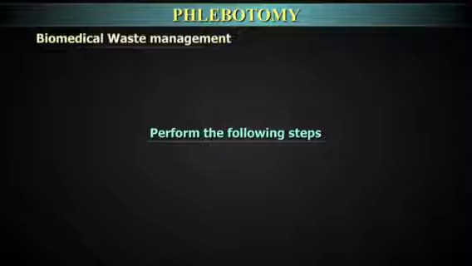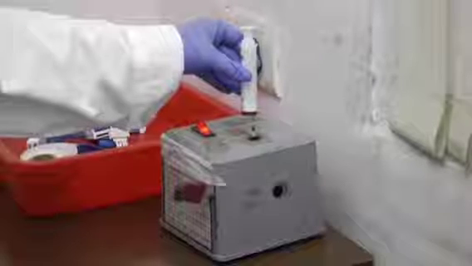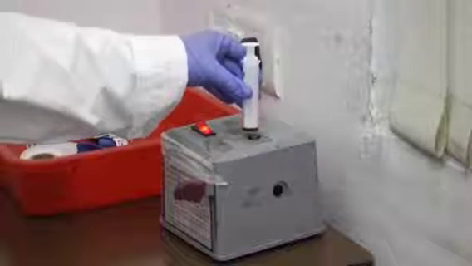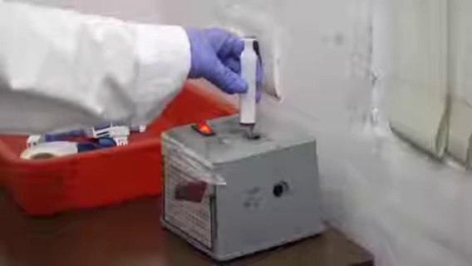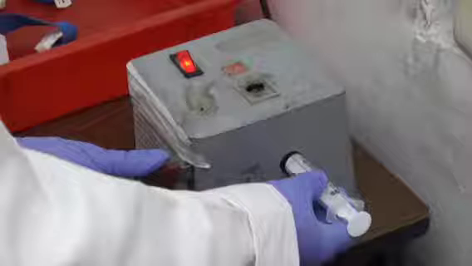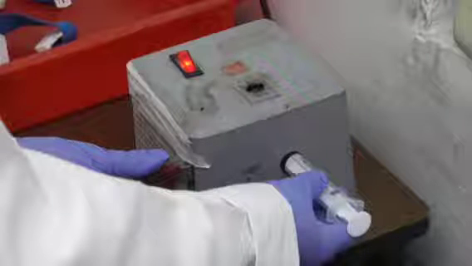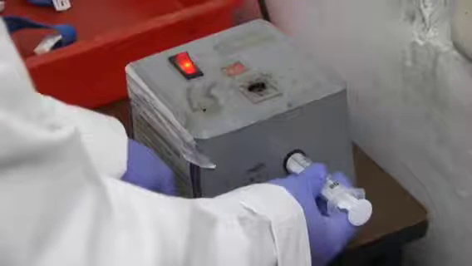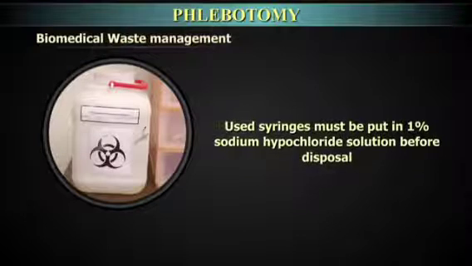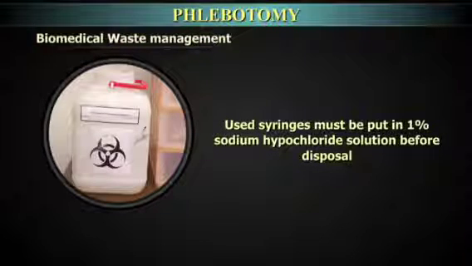Perform the following steps. Insert the needle in the needle slot. Push it gently downwards till arcing stops. Put the syringe in the syringe slot. Push the handle of the cutting blade to cut the syringe at the nozzle. The used syringes must be put in 1% sodium hypochlorite solution before disposal.